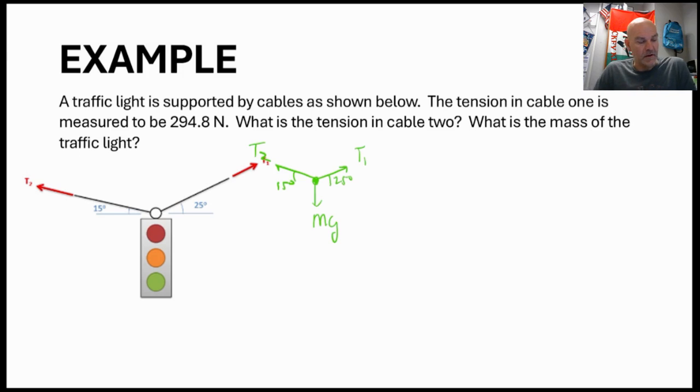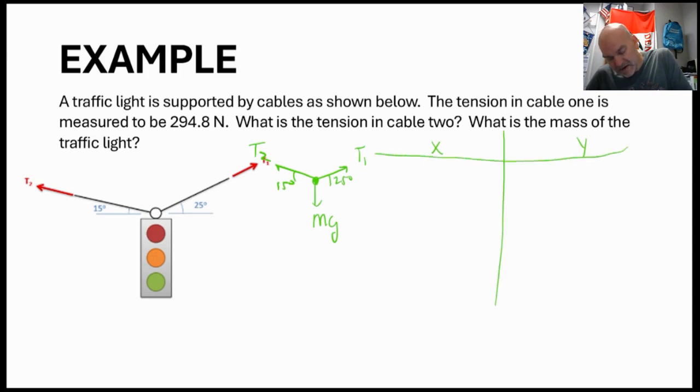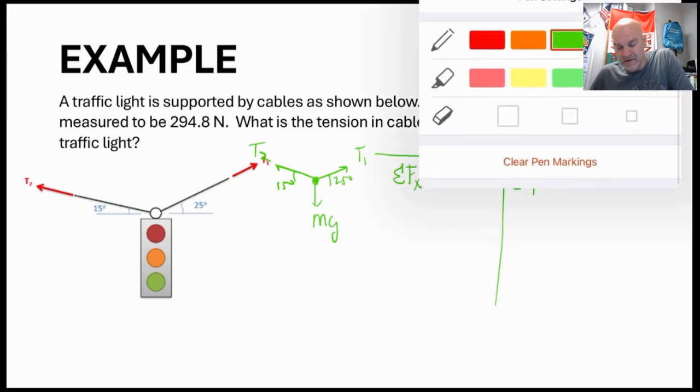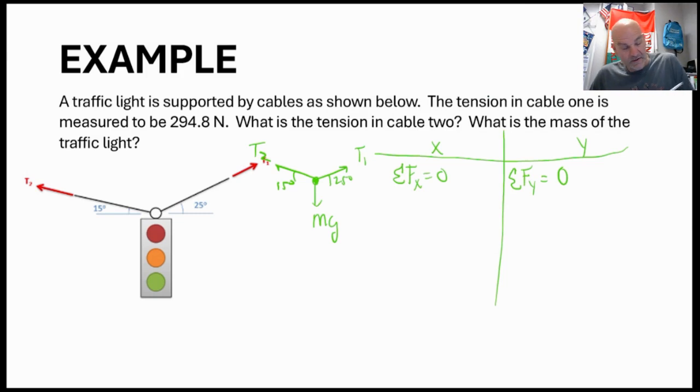And now we sum the forces. I like to do a T chart. So the sum of the forces in the y direction equals 0, and the sum of the forces in the x direction equals 0. Again, we're in equilibrium, so we're not moving. I have T1x minus T2x equals 0, that's my vector sum. On this side, I have T1y plus T2y minus mg equals 0.